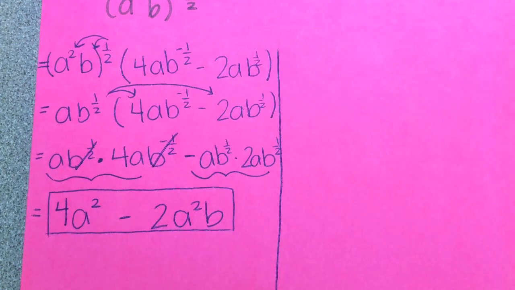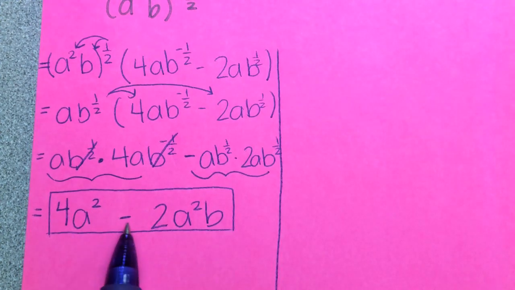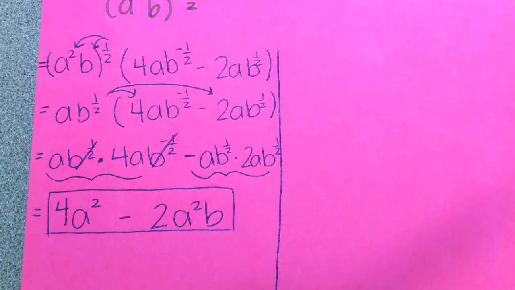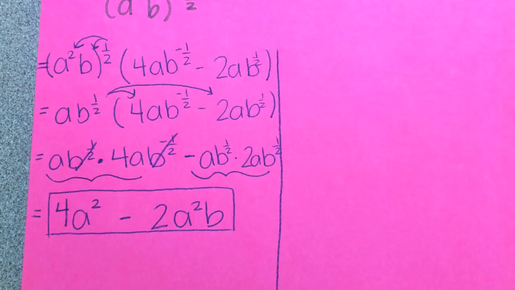How do I know to stop right here? There's no like terms, and all there is is a minus, so I can't do anything. I can't combine like terms. This is one way to do this problem. Do I have any questions about any step I took?